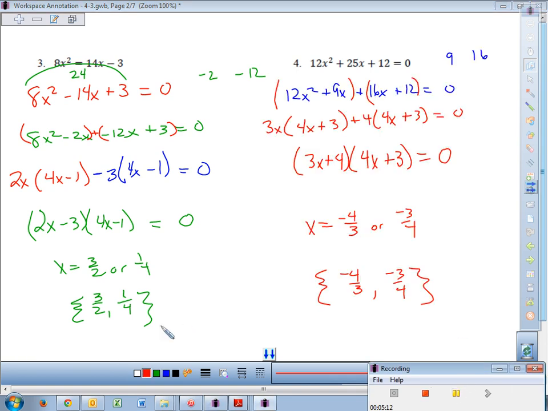Takes a while to find the two numbers. It is a frowny face. 144 was our product. 9 and 16 were those two numbers.